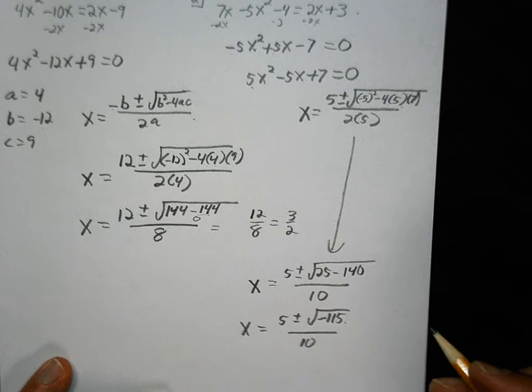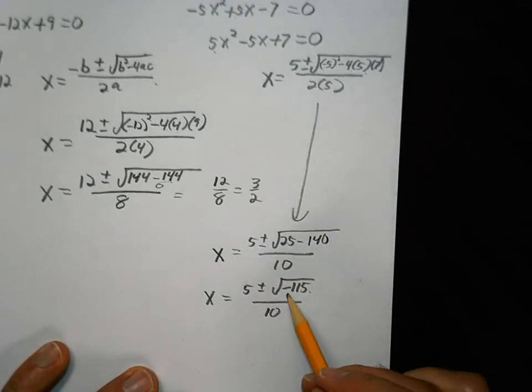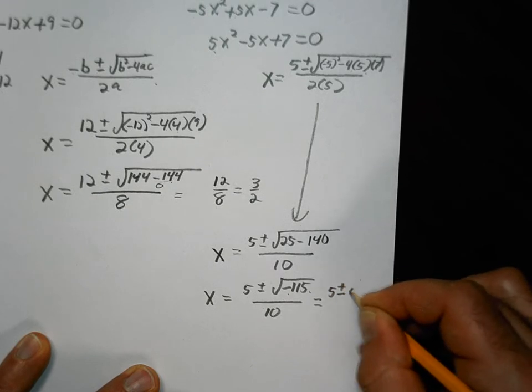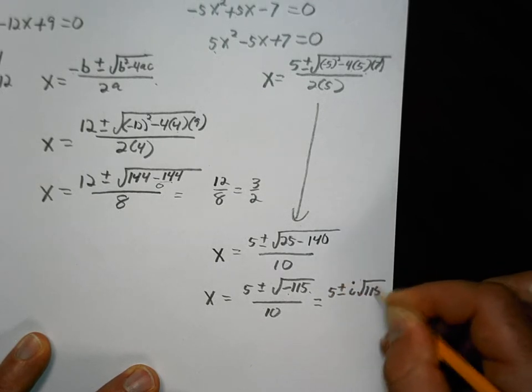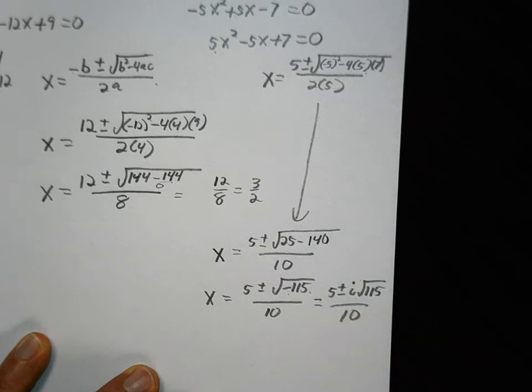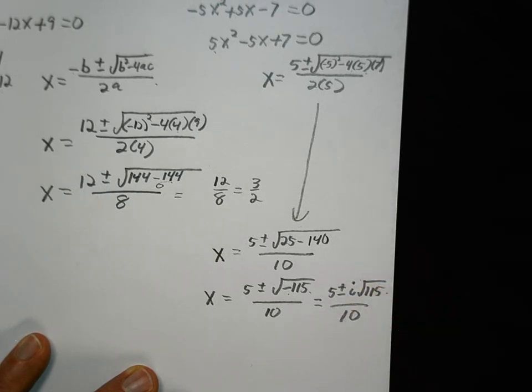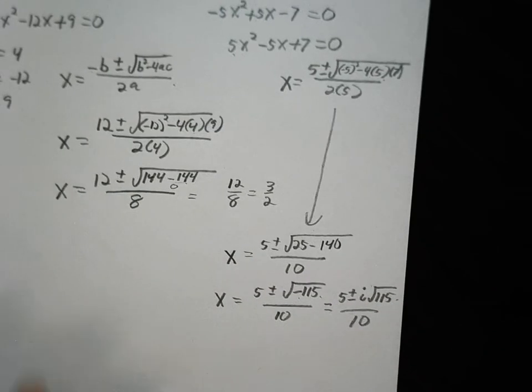We have imaginary solutions. So I'm going to factor the square root of negative 1 out of there and rewrite it like this as 5 plus or minus i times the square root of 115 over 10. That's how I'm going to leave my answer. However, you do need to look and see if 115 can be simplified, if there's a perfect square that goes into 115. In this case, there is no perfect square that goes into 115, so this is considered simplified. And that's how we're going to leave our answers in this section. So that is the end of section 4.8.